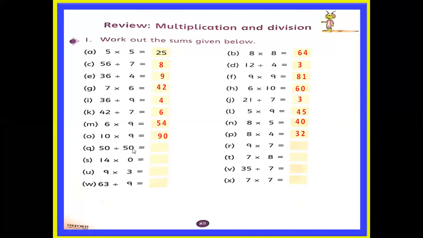50 divided by 50. 50 ones are 50. What is the answer? 1. Don't worry, because both are equal, so the answer is 1.